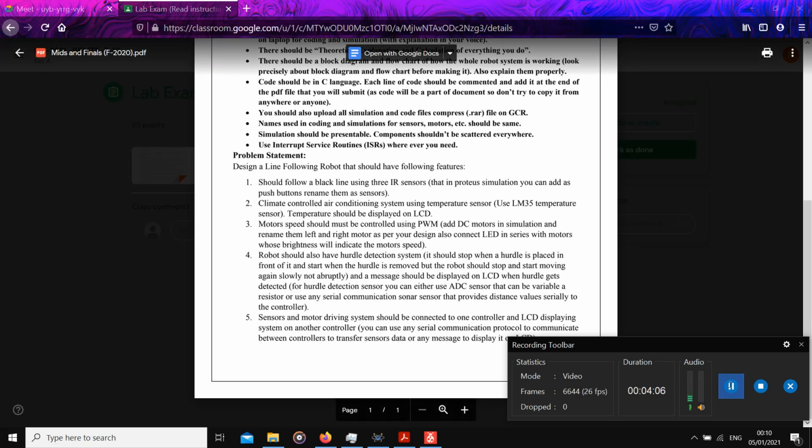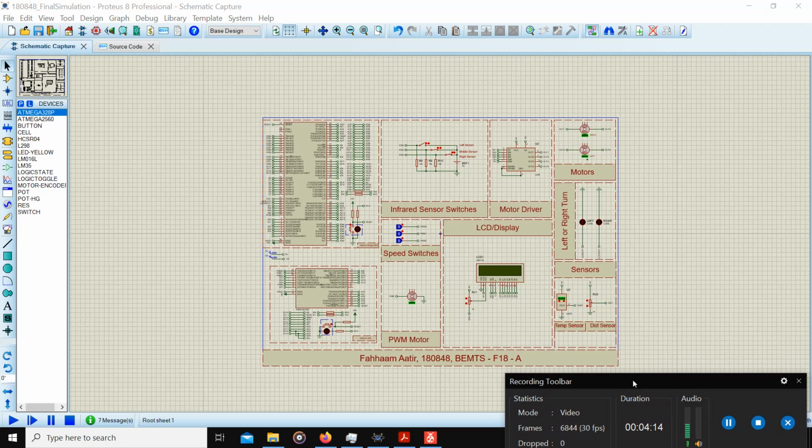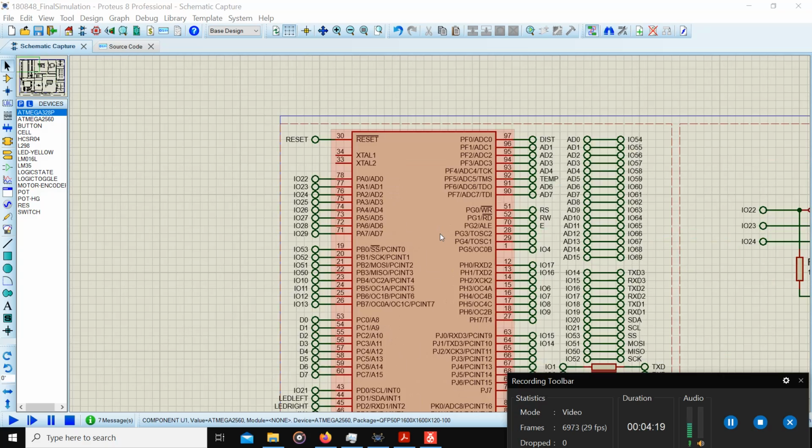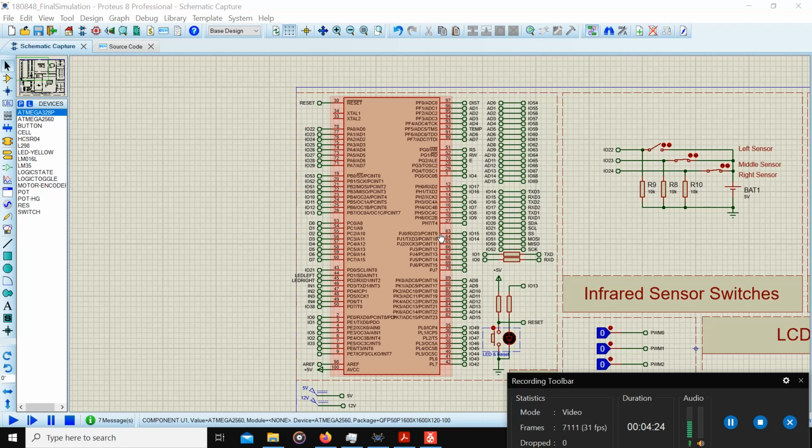So now moving on to our Proteus simulation, you can see that this is our so-called circuit. Over here we have the ATmega 2560, which you may more commonly know as the Arduino Mega. It is a very commonly used microcontroller if you need multiple ports. You can see it has a lot of ports, starting from A and going till L, to be honest.